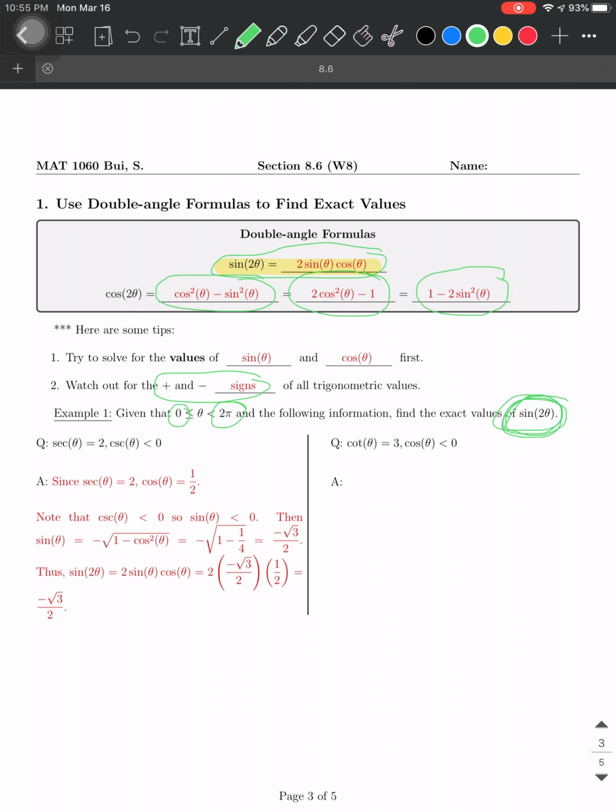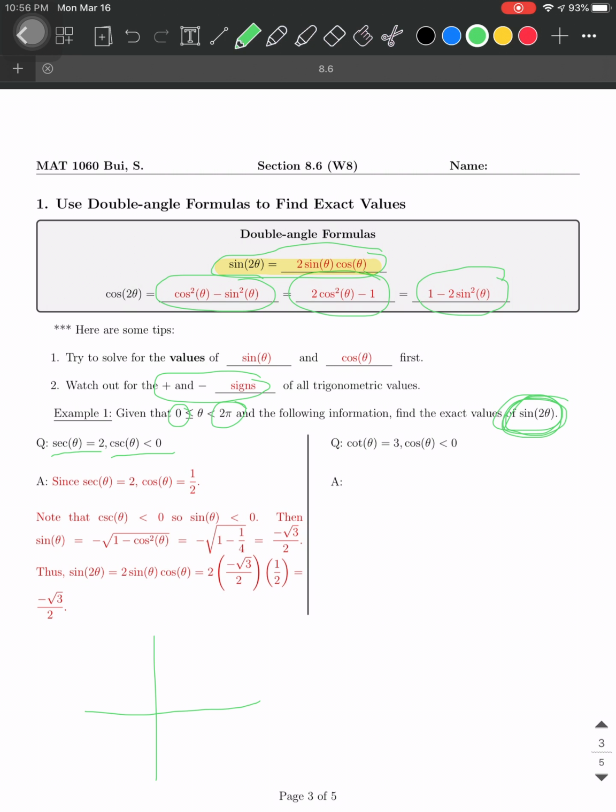The first example, I give you secant of theta equals 2, and we know that cosecant is also negative. So first of all, let's draw it out. Let's see what quadrant it's in. We have "All Students Take Calculus," right? So secant in here is positive. That means we will have either quadrant 1 or quadrant 4, if I'm not wrong, right? Because of "All Students Take Calculus."